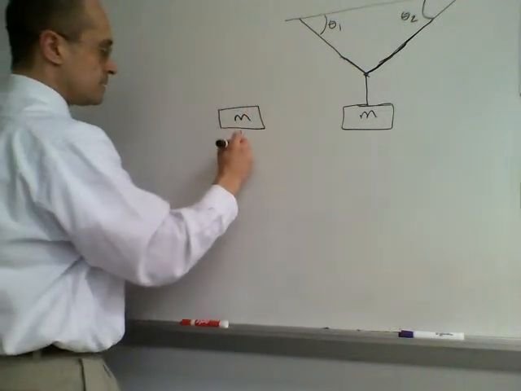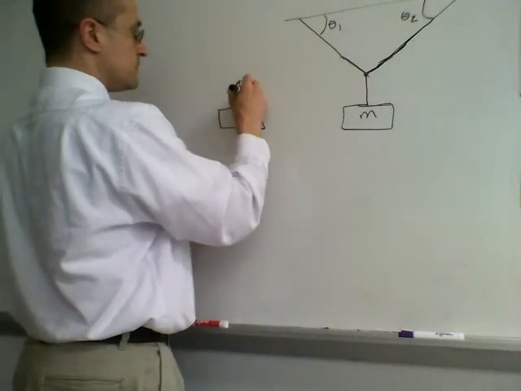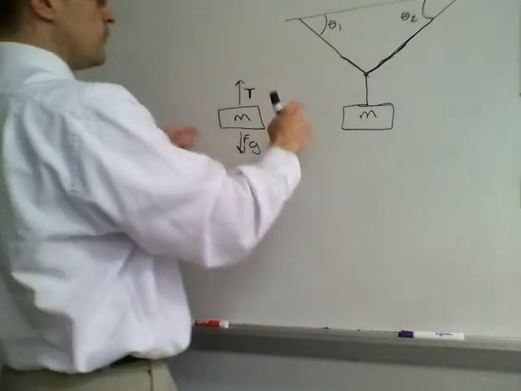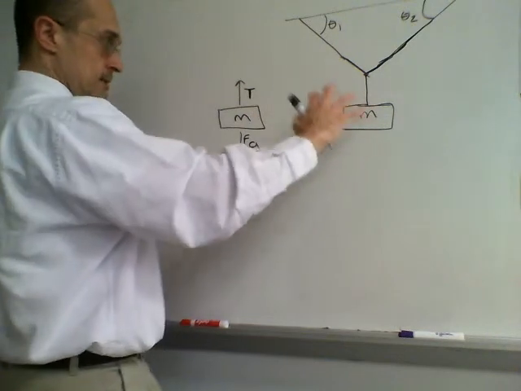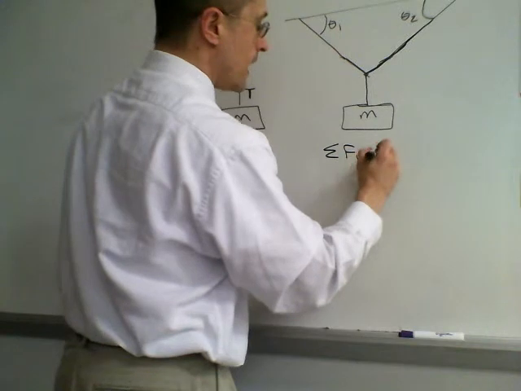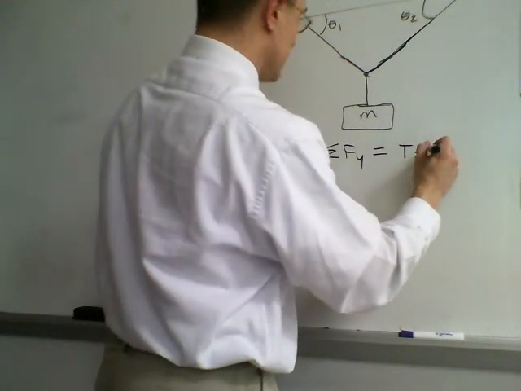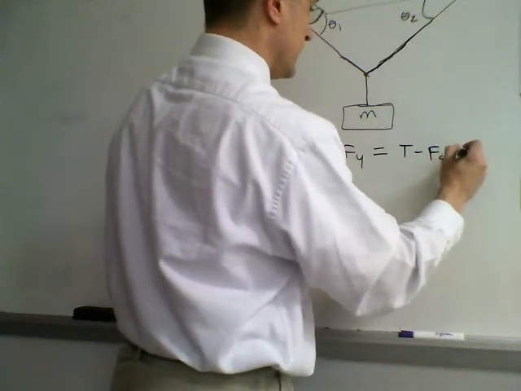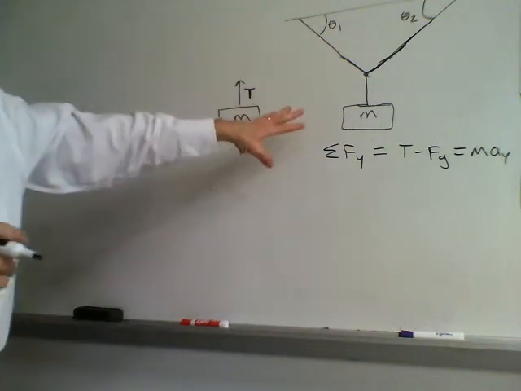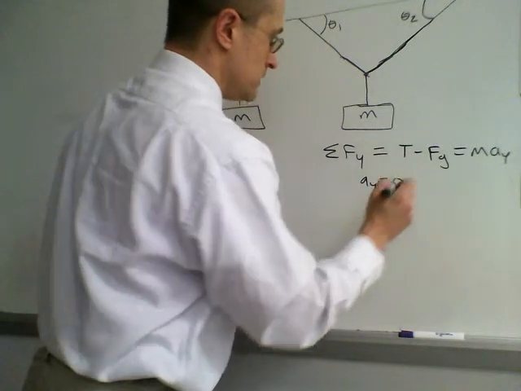The block has the force of gravity pulling down, and it has the force of tension up in the rope against it. We'll assume there are no forces acting side to side, and it's just hanging there. When we sum the forces in the y on the block, we have tension minus the force of gravity equals m a_y. But because our block is in equilibrium, it's not moving, so a_y equals 0.